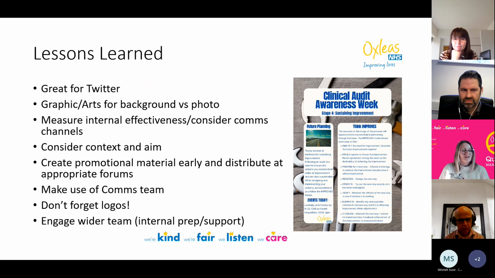I emphasise make use of the comms team. I think really make yourself a nuisance with them, because again, comms are very busy, but just keep going at them and get them to support you with this, because they know how to get the message out there. Include your logo if you're doing anything, particularly if it's for your trust. I think on our first one, I didn't manage to do that, but the rest of them, I made sure the logo was there. And just engage your team more widely.